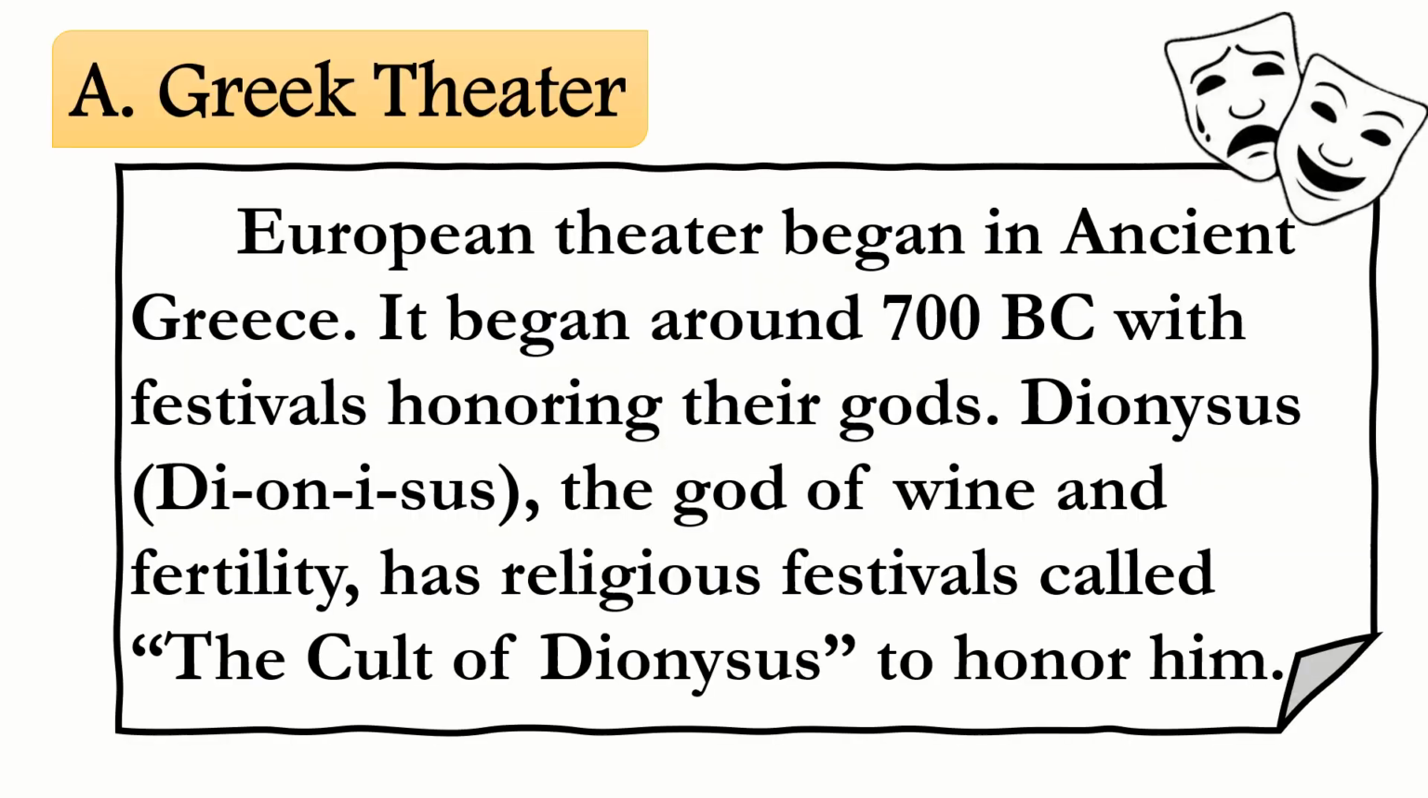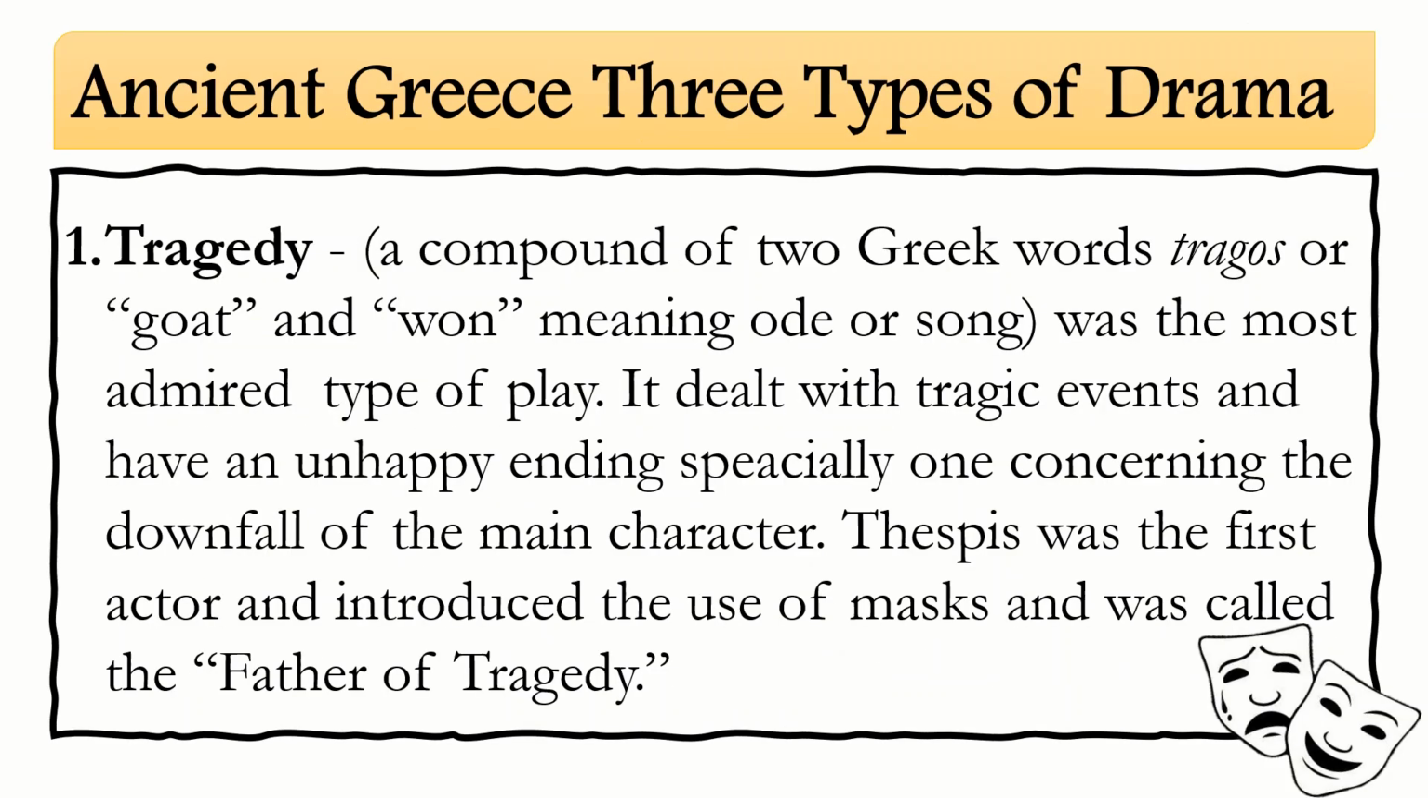Now let's talk about Greek theater. European theater began in ancient Greece. It began around 700 BC with festivals honoring their gods. Dionysus, the god of wine and fertility, had religious festivals called the Cult of Dionysus to honor him. The theater of ancient Greece consisted of 3 types of drama.